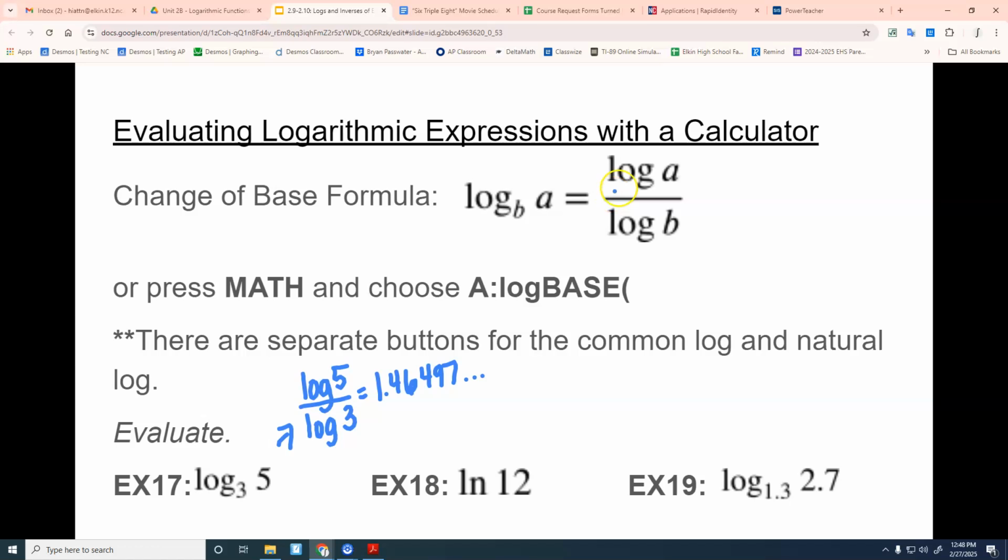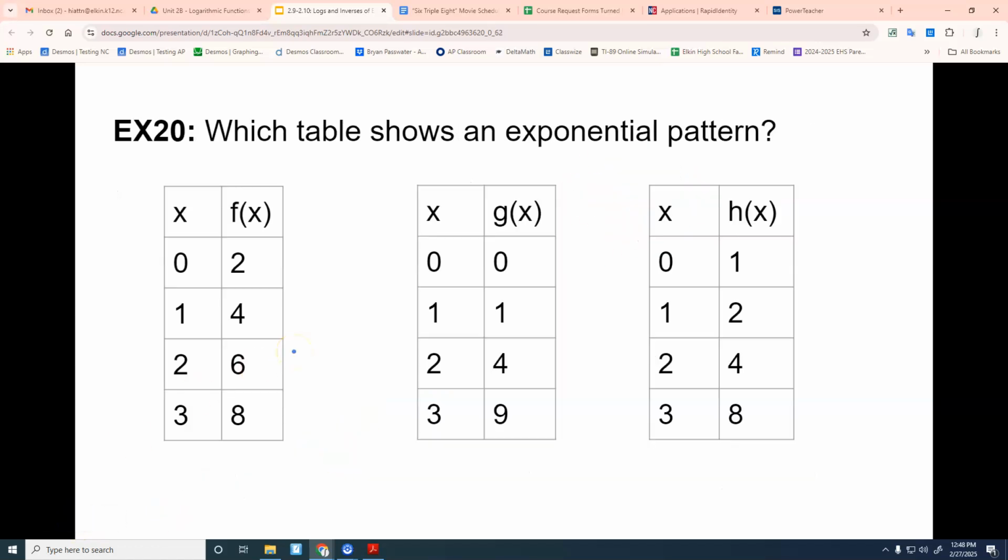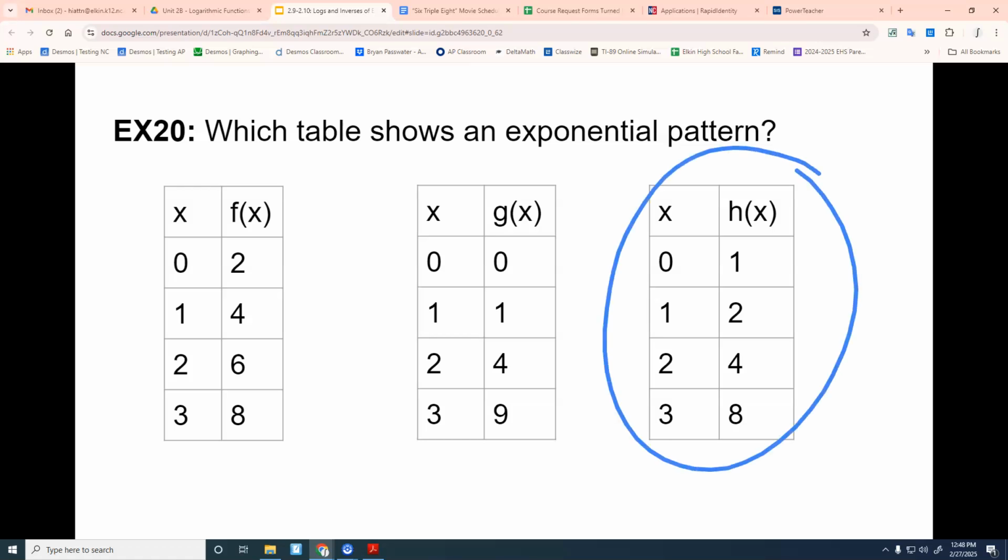Change of base may come up in some theory problems we're going to see later on properties, but we'll go back over it. 20 is not really a new question. 20. Which one of those tables shows an exponential pattern? Or f of x, g of x, or h of x? Which one of those is exponential? Okay, I'm hearing H. Do you guys agree? Yeah. Okay, that one is exponential.